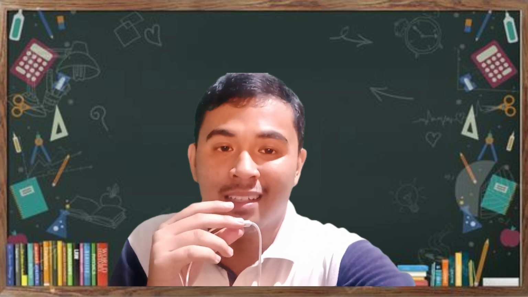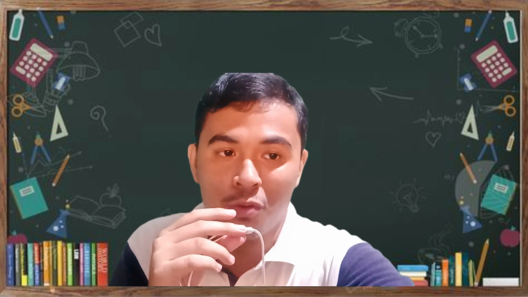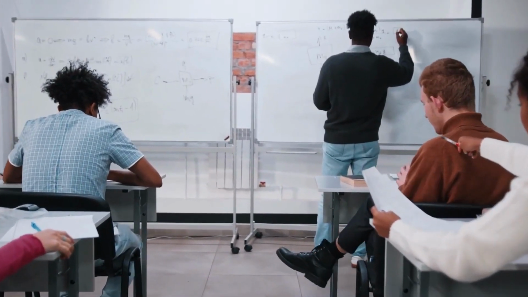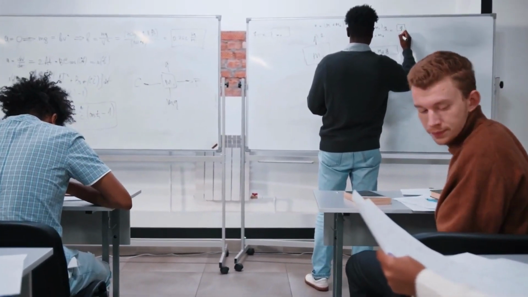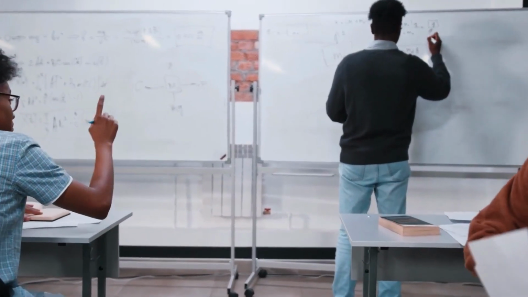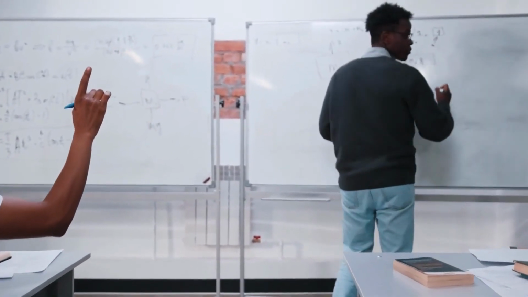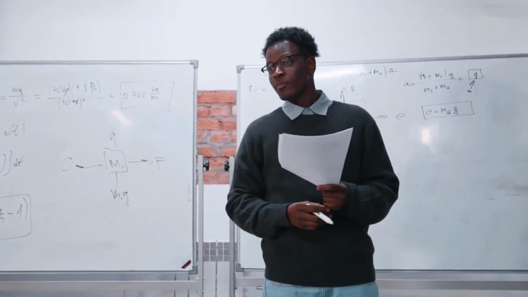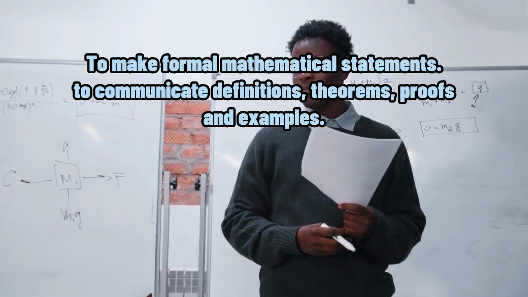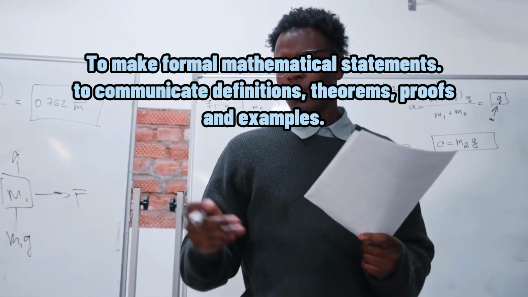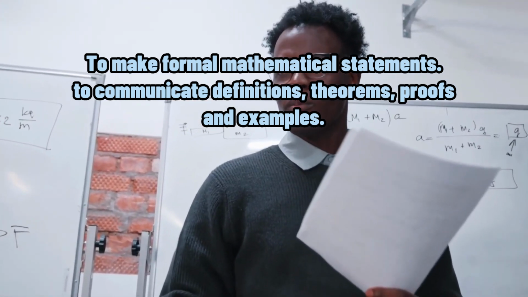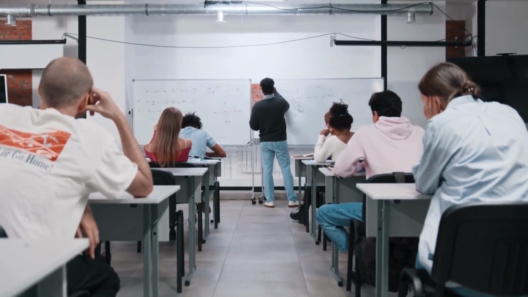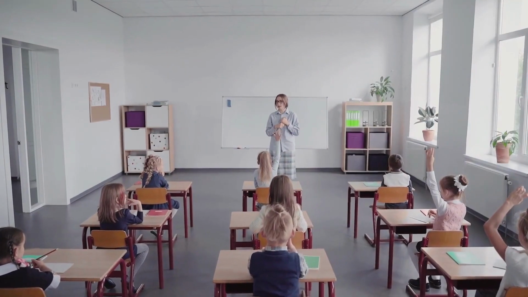Because of this, the English language is being used in teaching some of the subjects in schools, and one of these is mathematics. The term English for mathematics, or mathematical English, refers to a special form of the English language used to make formal mathematical statements, specifically to communicate definitions, theorems, proofs, and examples. Mathematical English also includes technical jargons.